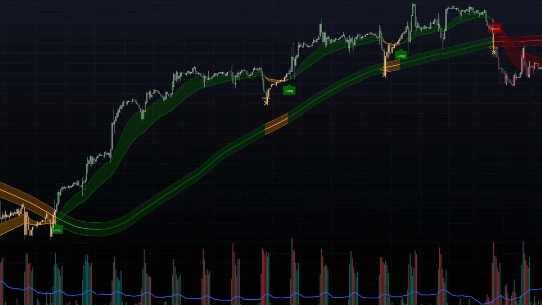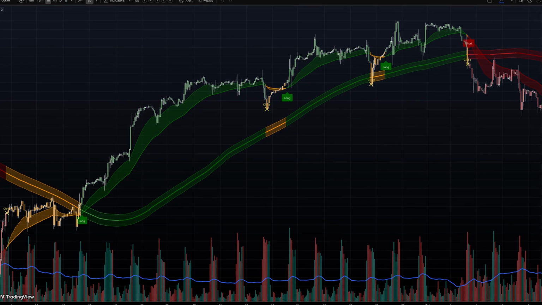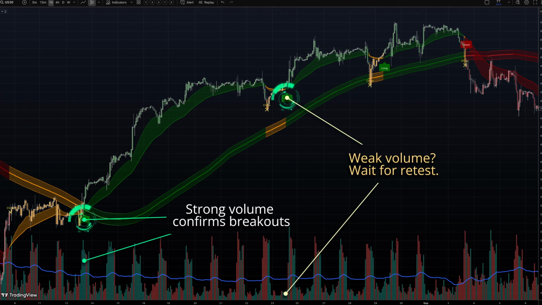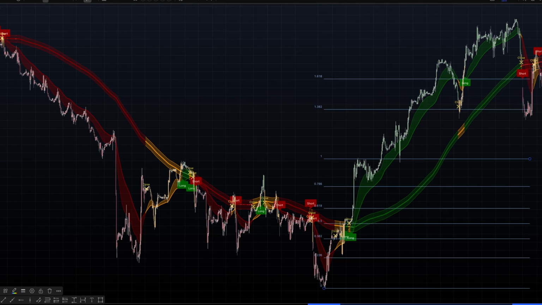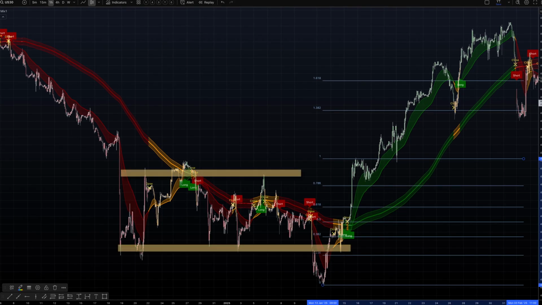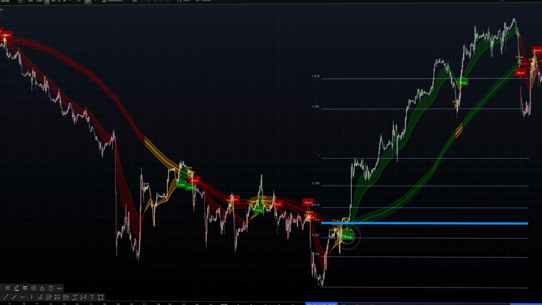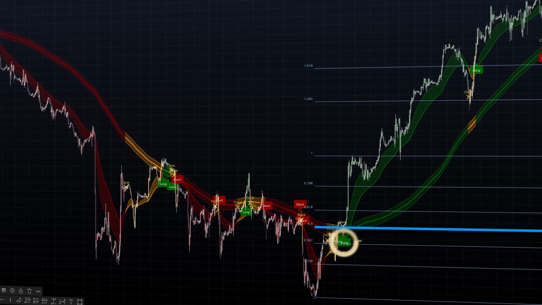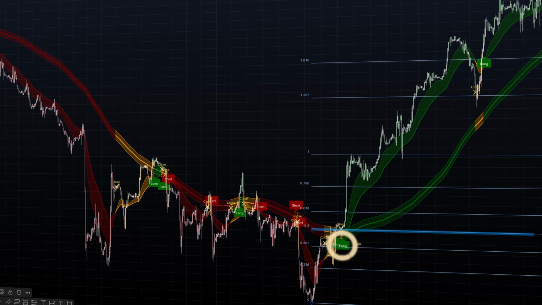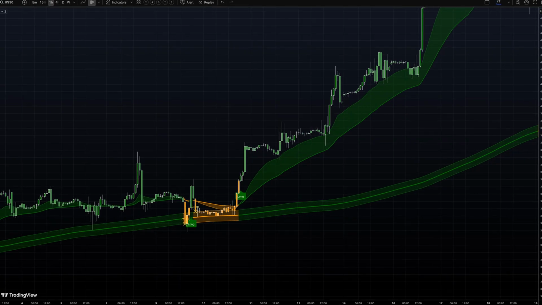While Mix 1 provides defined entry signals, additional filters improve quality. Volume analysis is effective. Strong volume confirms breakouts, while weak volume suggests waiting for a retest. Combining Mix 1 signals with confluence zones, for example, support and resistance, Fibonacci levels, prior highs and lows, increases the probability of successful trades. These areas often align with EMA crossovers or channel boundaries, allowing for confident entries and, at times, larger position sizes.